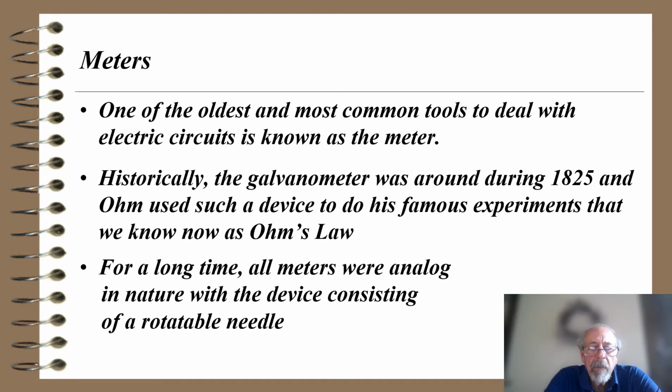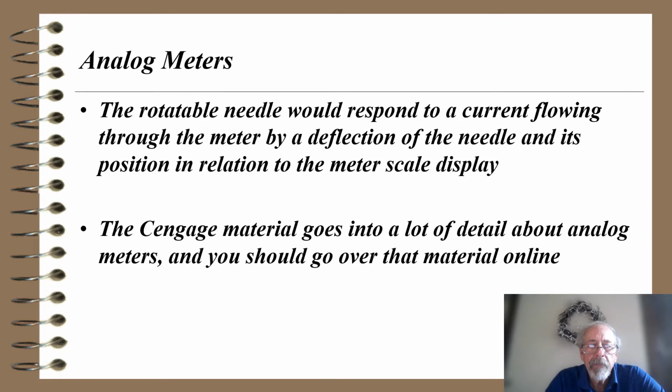For a long time, meters were analog in nature, with the device consisting of a rotatable needle. The rotatable needle would respond to a current flowing through the meter by deflection of the needle and its position in relation to the meter scale display. So there was usually a coil of wire wound around some type of magnetic material, and again we'd pass a current through that wire. It would cause the coil to make a magnetic field, and there was another magnet, and it would respond to maybe opposition, that is a repulsive force or so forth, to rotate the needle.